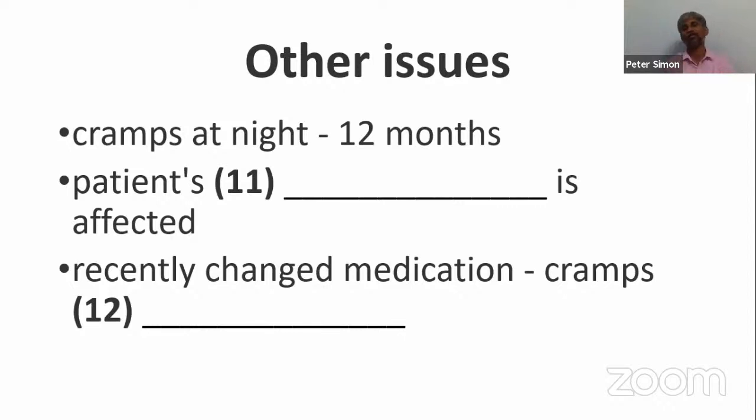Recently changed medication. Cramps. Something happened to these cramps. Maybe subsided. Maybe flared up. Maybe reduced. Okay. So try to understand this. Cramps, noun. So the next verb will come. Cramps reduced, cramps minimized, or cramps subsided. So something will come like that. So you have to realize what he is telling you there. If you realize that, then you will understand.